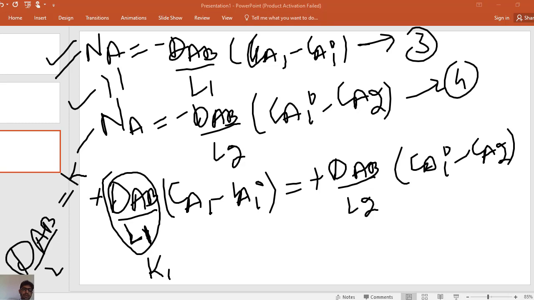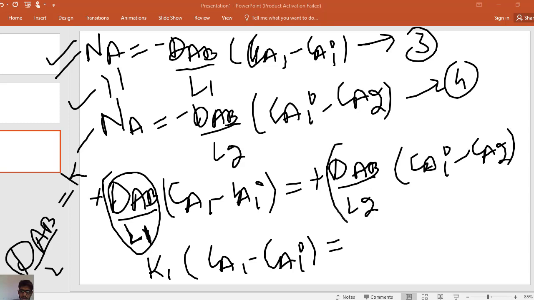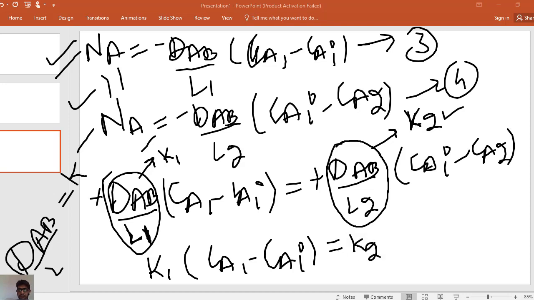So K1 is the mass transfer coefficient in the stationary gas layer, multiplied by Ca1 minus Cai. And DAB, the diffusivity of component A in component B, divided by the length of the stationary liquid layer L2 will be equal to K2, the mass transfer coefficient in the liquid region, multiplied by Cai minus Ca2. Suppose this is equation number 5.